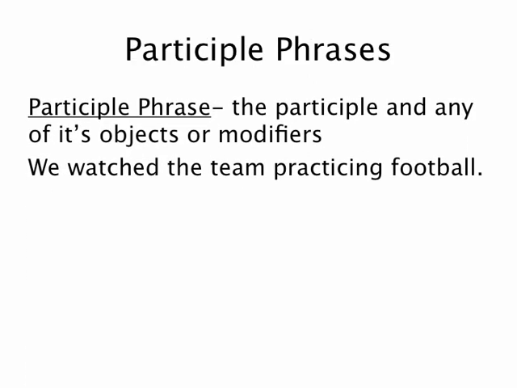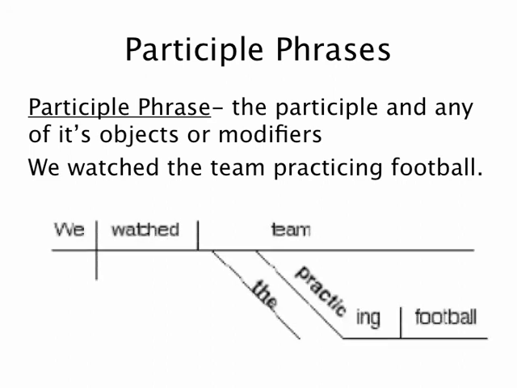A little bit of a reminder, a participle phrase is the participle and any of its objects or modifiers. So here's the example. We watched the team practicing football. We know that our participle is practicing, but we have football, which is the object of the participle. So notice if you look at where practicing is, the object of the participle is football, so we just put it right after it, like we kind of do with a gerund phrase or an infinitive phrase.